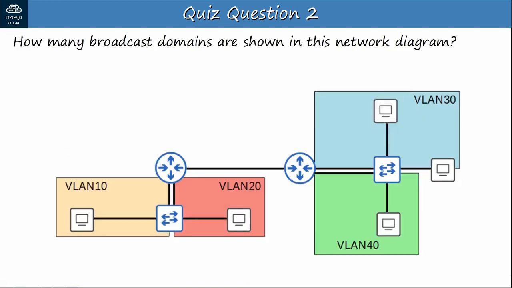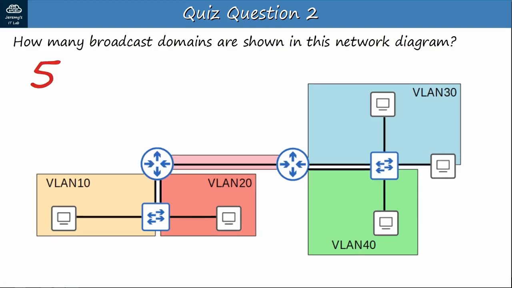How many broadcast domains are shown in this network diagram? Take note of the configured VLANs. Pause the video to think about your answer. Okay, let's check. There are 5 broadcast domains here, one for each of the configured VLANs, and the connection between the two routers is a broadcast domain as well. Let's go to question 3.